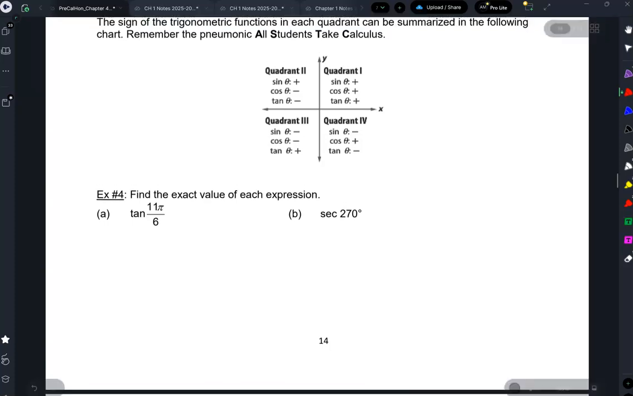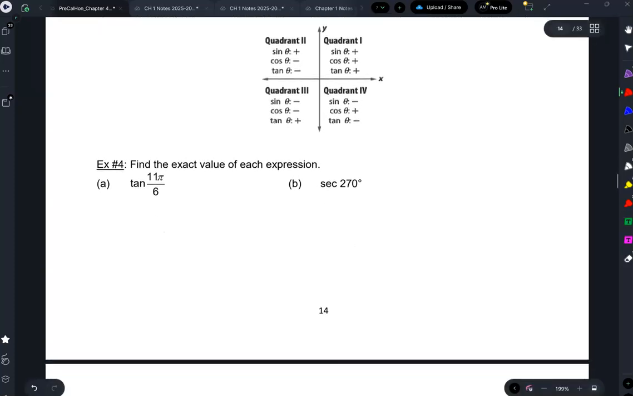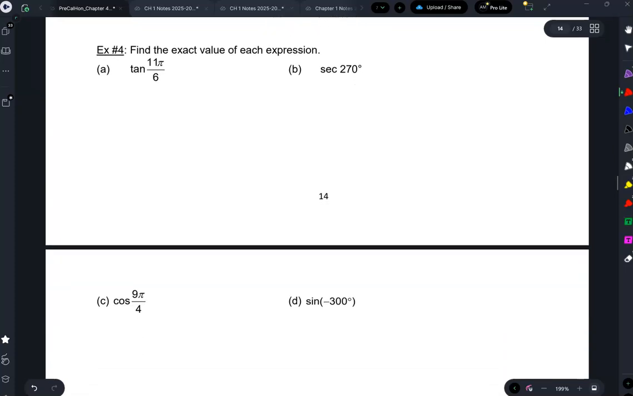I'm going to skip this for the time being. Let's put this all together. I need to find the exact value of each of these expressions. This is the big idea why we're doing this. I'm going to skip that chart because it slows us down. We're not going to do this.